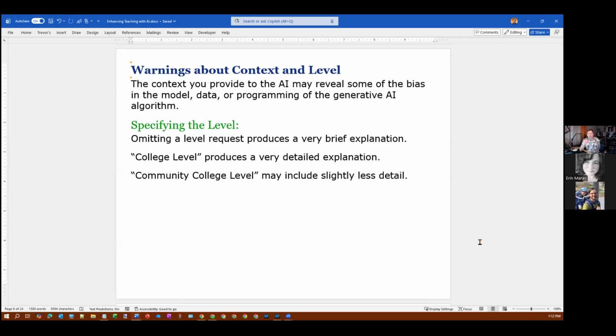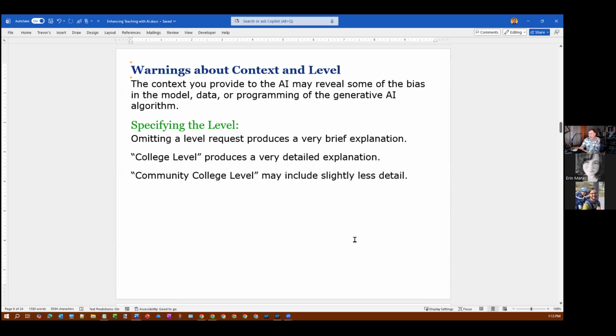However, if you put in college level for a particular type of physics, it will give you a very detailed explanation. If you put in community college level, even though there shouldn't be a difference between those, because I teach physics just like I taught it when I was teaching it at a four-year school, you might get slightly less detail. Now, to be honest, I didn't notice a huge difference. If I had just put in community college, I didn't say, oh, this is crap, it's not telling me enough. But when I put in college level, it did give a little bit more within there.